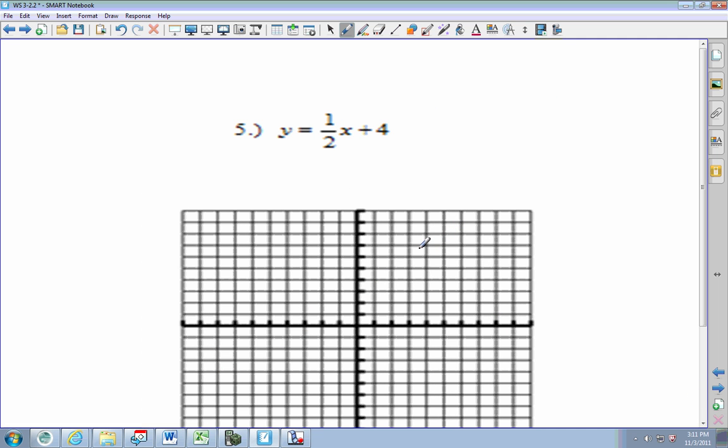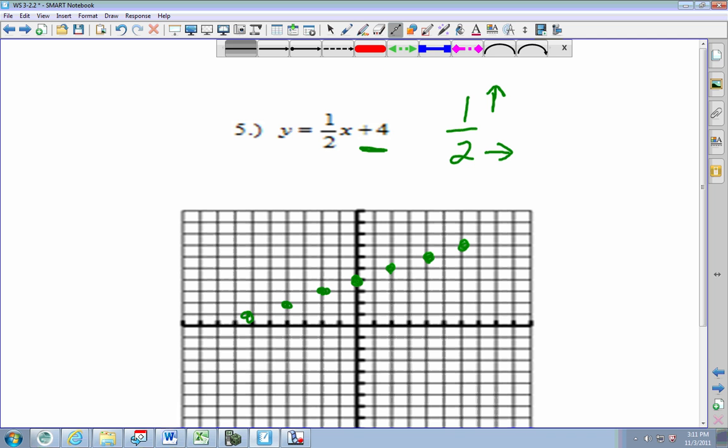Here's the next one. First thing you do is plot the y-intercept. Plus 4, 1, 2, 3, 4. My slope is 1/2. I go up 1, to the right 2. Up 1 to the right 2 and put a dot. Or I can go down 1 and to the left 2. Now I can draw my line.